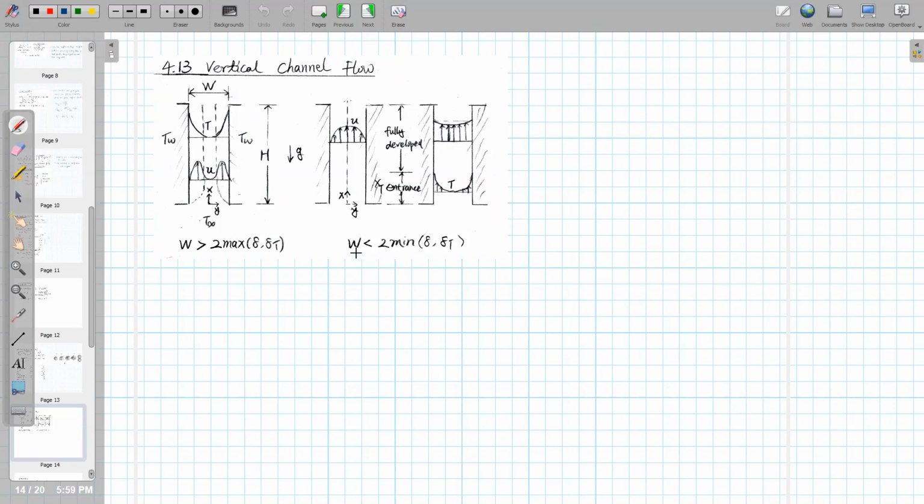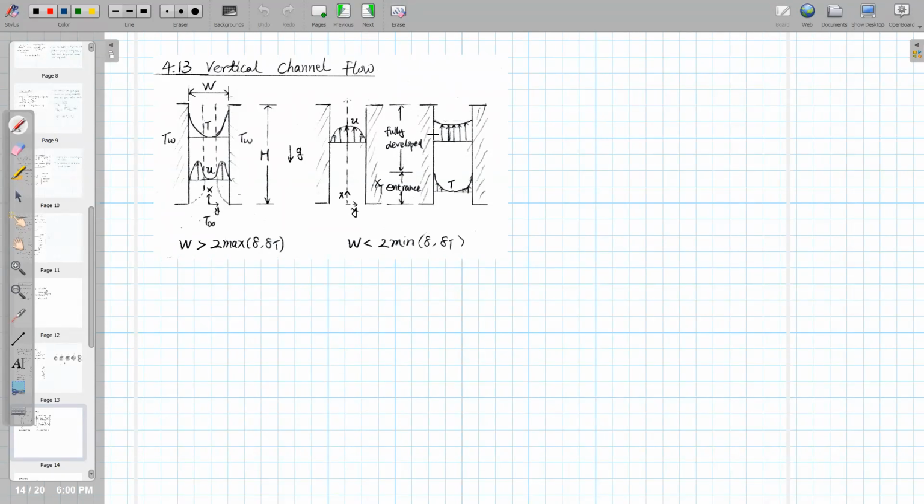But if the gap spacing W is smaller than this value, that means that you will form the boundary layer from the left plate and the boundary layer from the right plate. They will overlap. If you're looking at the velocity field and thinking that it is fully developed, basically it will keep increasing from the wall, reach the maximum value at the center line, and then reduce again toward the other side of the wall.